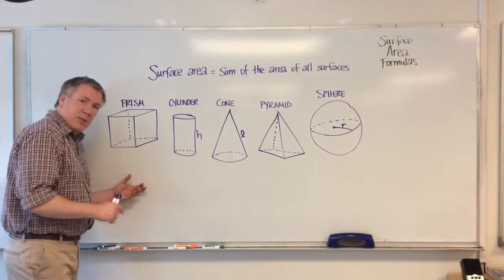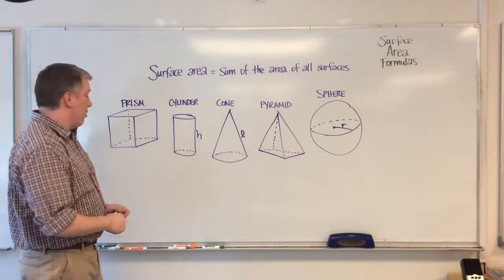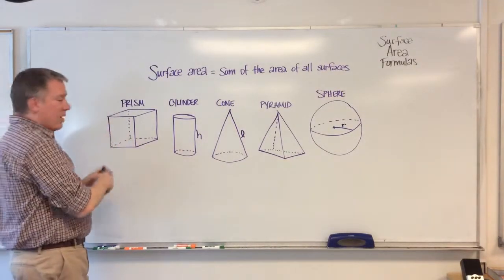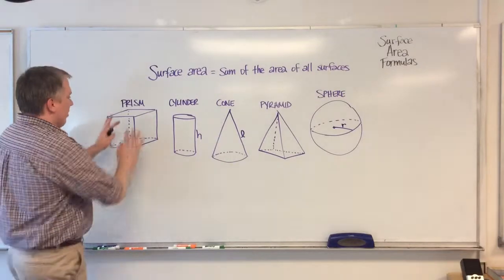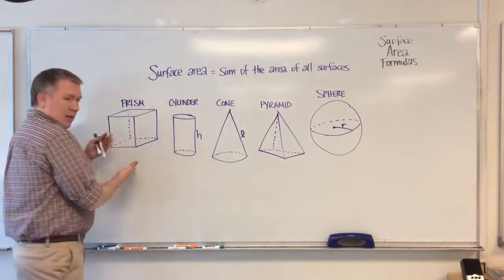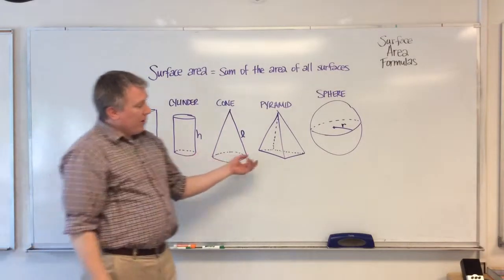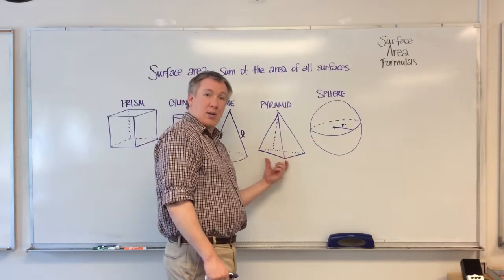I'm not going to do a bunch of problems for the sake of keeping this video short, but if you had a prism or a cube or any sort of rectangular shape like this, you would find the surface area of all the sides. In this case, this has 6 sides. You'd find the surface area of each one, add them up together. You could do the same thing with a pyramid, but there are some additional shortcuts.